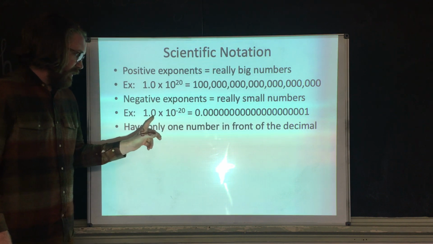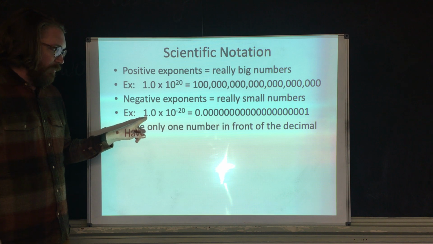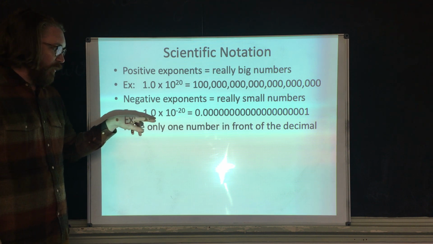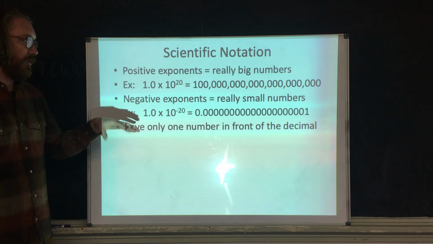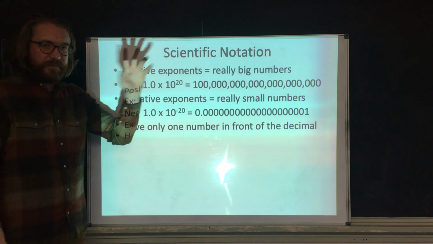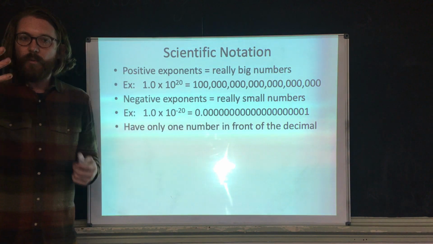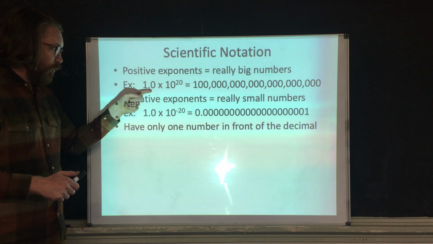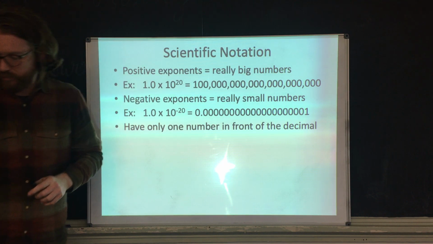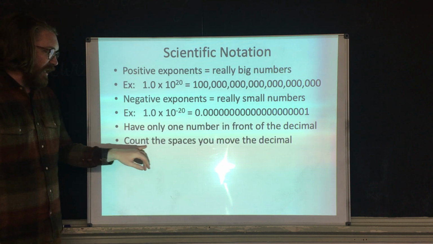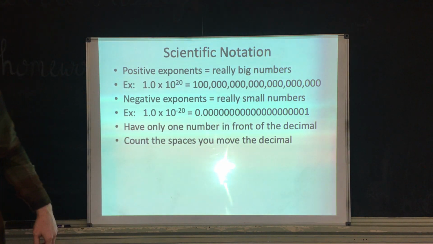Well, number 1 is this first number. You can only have one number in front of the decimal, so it'll be like 1.0 times 10 to the negative 20th, or 3.2 times 10 to the negative 15th, or whatever. But this first number only has one number in front of the decimal, and then you do what I just did. You count the number of spaces you move the decimal.